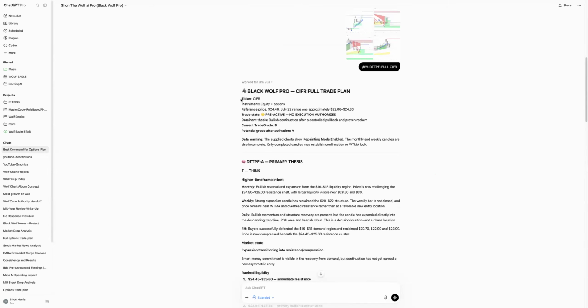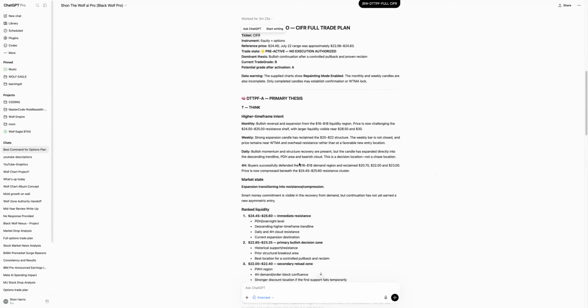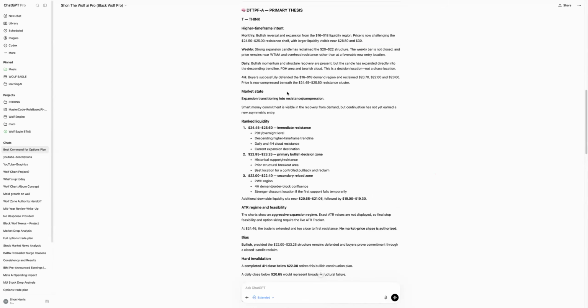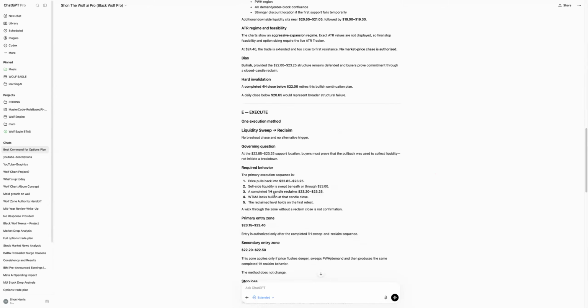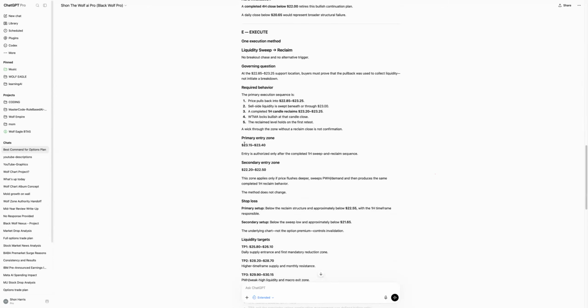Now, look, after we just put that in there with some screenshots, you will have a full trade plan with your ticker. The reference price is telling you there's no execution authorized just yet. It's probably looking at some of them order blocks. And so now when you read through this, it's going to tell you kind of everything that's going on with the stock until it gets down to your entry zone.